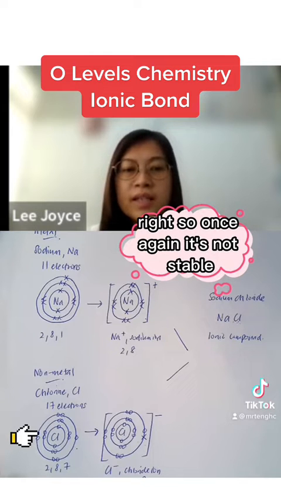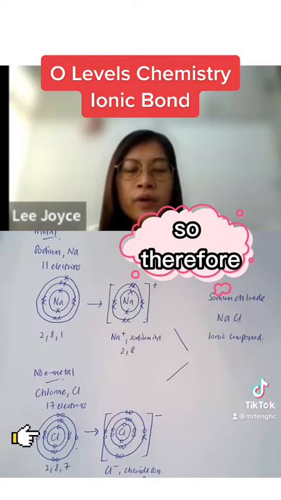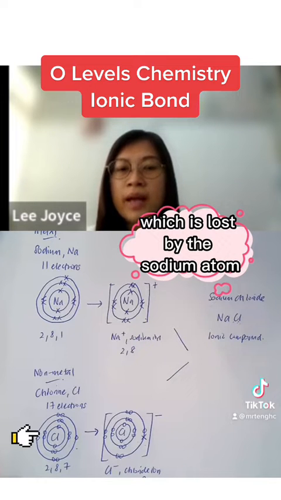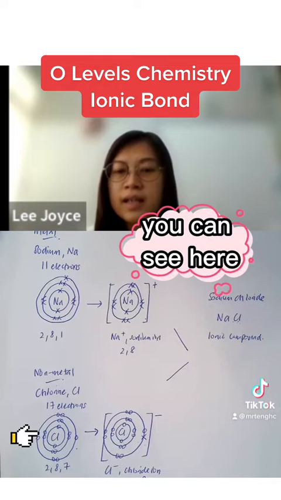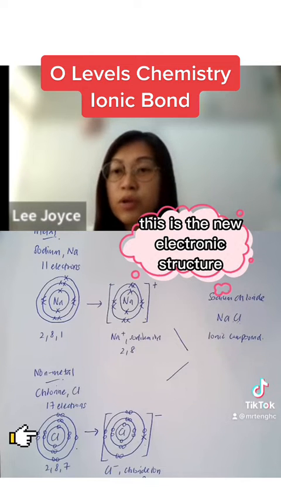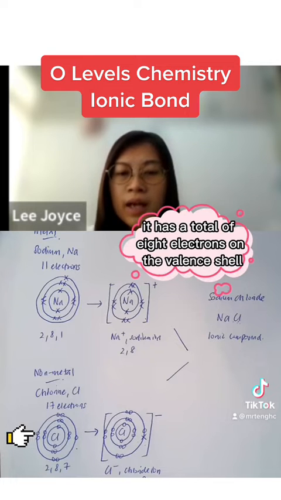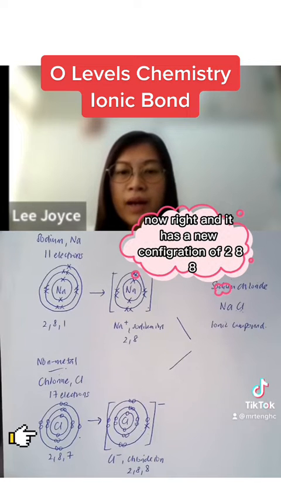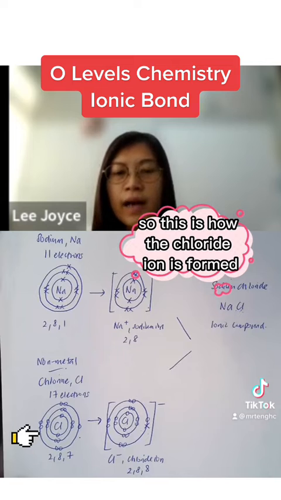Once again, it's not stable because it needs to have 8 electrons on the valence shell. Therefore, it gains that 1 electron which is lost by the sodium atom and forms the chloride ion. You can see here, this is the new electronic structure for the chloride ion. This chloride ion has a total of 8 electrons on the valence shell now, and it has a new configuration of 2,8,8. So this is how the chloride ion is formed.